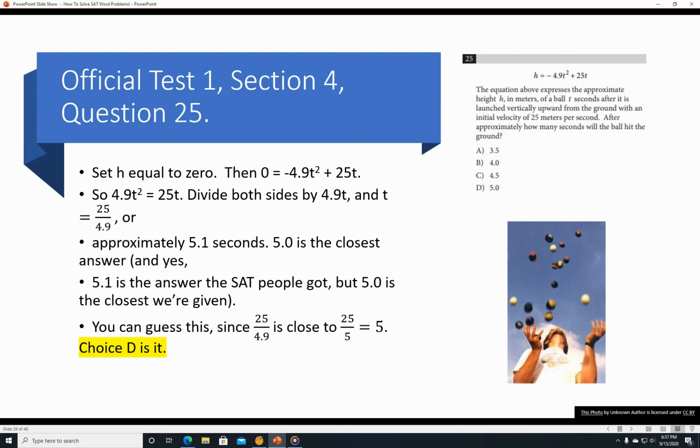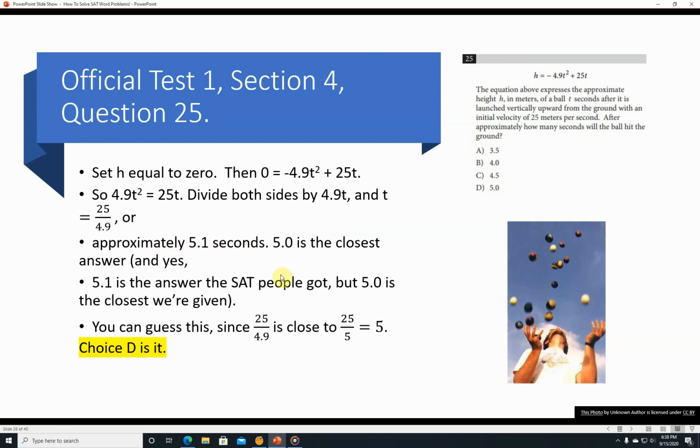Well, first thing we can do is set h equal to 0 because we want to know when the ball is going to hit the ground. The ball hits the ground when its height is 0. So 0 is equal to negative 4.9t squared plus 25t. We're just going to add 4.9t squared to each side. 4.9t squared is equal to 25t. Divide both sides by 4.9t, and t is approximately equal to 25 over 4.9, because the t's cancel out, or approximately 5.1 seconds.